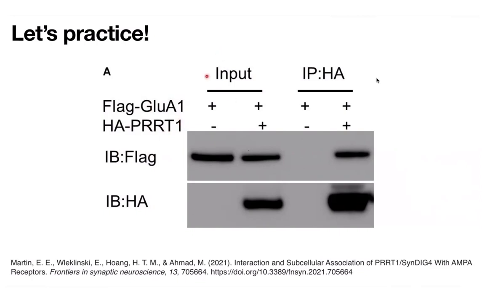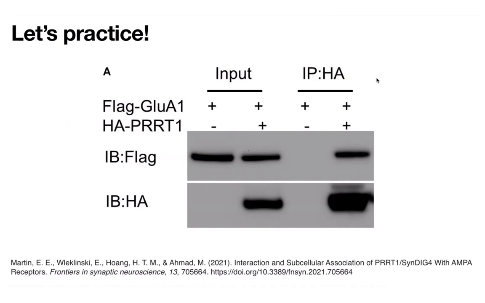And so in one of their samples, they have the flag GluA1, but not the HA-PRRT1. And in the other sample, they have both of them. And so you should see the same thing in the input and in the IP in terms of the table above, what they're putting in. But then what they see with their immunoprecipitation might be different.